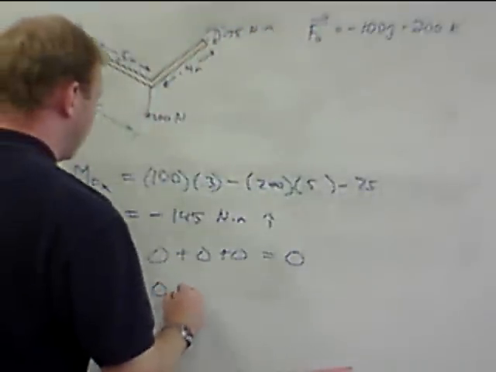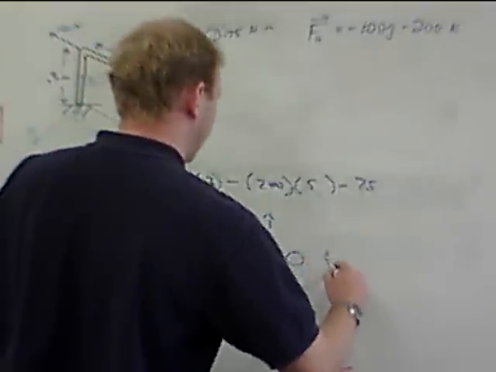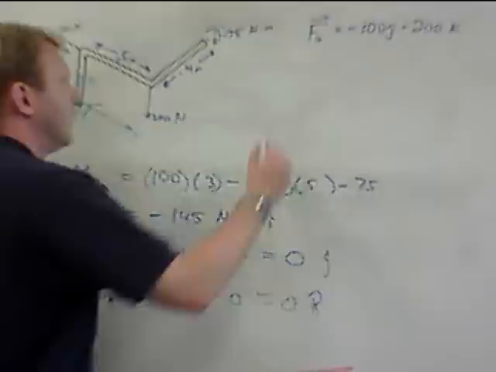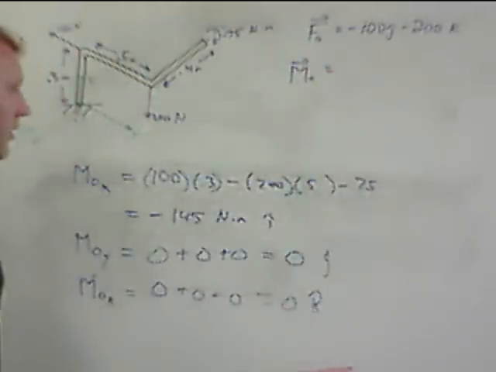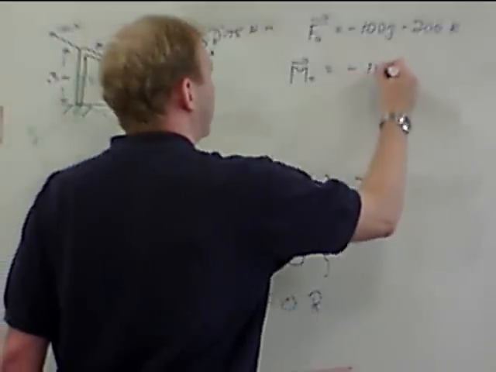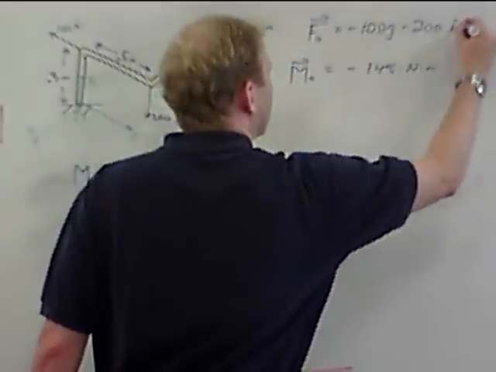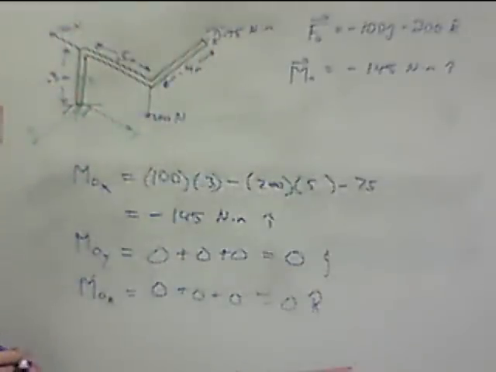So we end up with 0 plus 0 plus 0, 0. And this was my j component, and this was my k component. So the total moment about O, the resultant moment about O, is just negative 145 Newton meters in the I direction. Okay. So we end up with that sort of system.